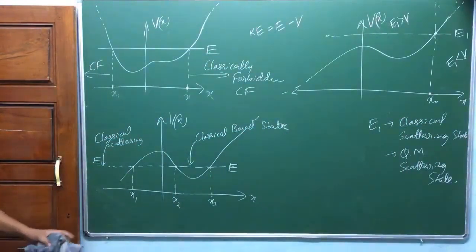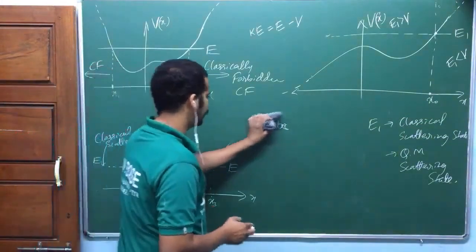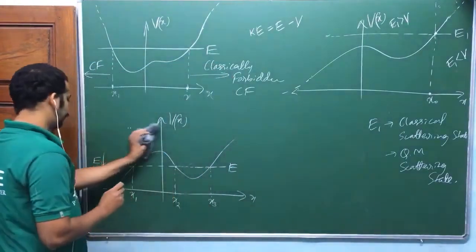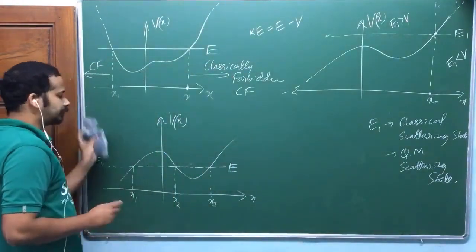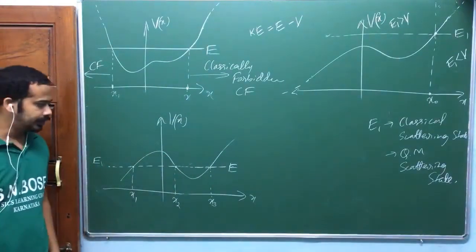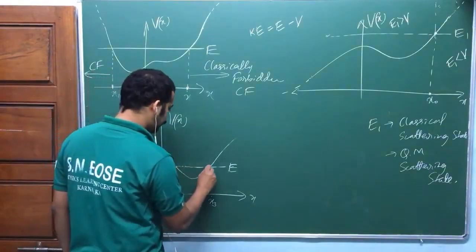Obvious one. I think classically you don't have much problem to say whether it is a bound state or scattering state, isn't it? It should be an obvious fact for you. Whether the particle escapes or not will decide whether it is a scattering state or bound state, isn't it? The particle will not escape. Now we shall concentrate on this region.